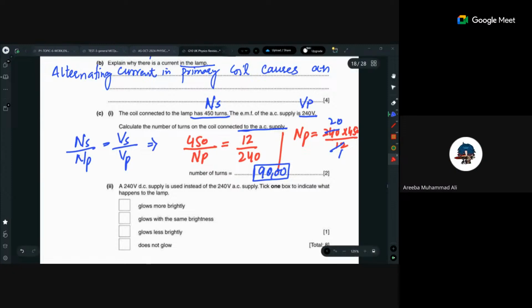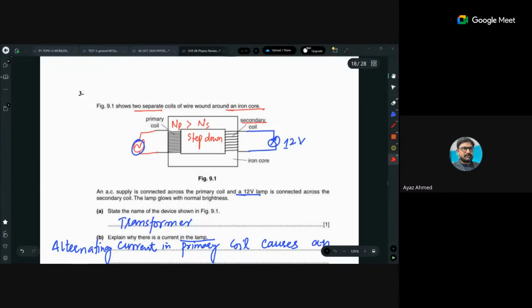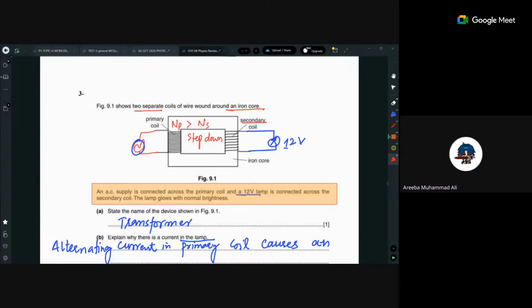Could I look at the diagram one more time, sir? Because I'm a bit confused on how you know which is the primary and which is the secondary. Actually, it is mentioned in the information that an AC supply is connected across the primary coil and a 12-volt lamp is connected across the secondary coil. Here is all that information. Is it clear to you? Yes, sir, I've got it now. Okay, good.